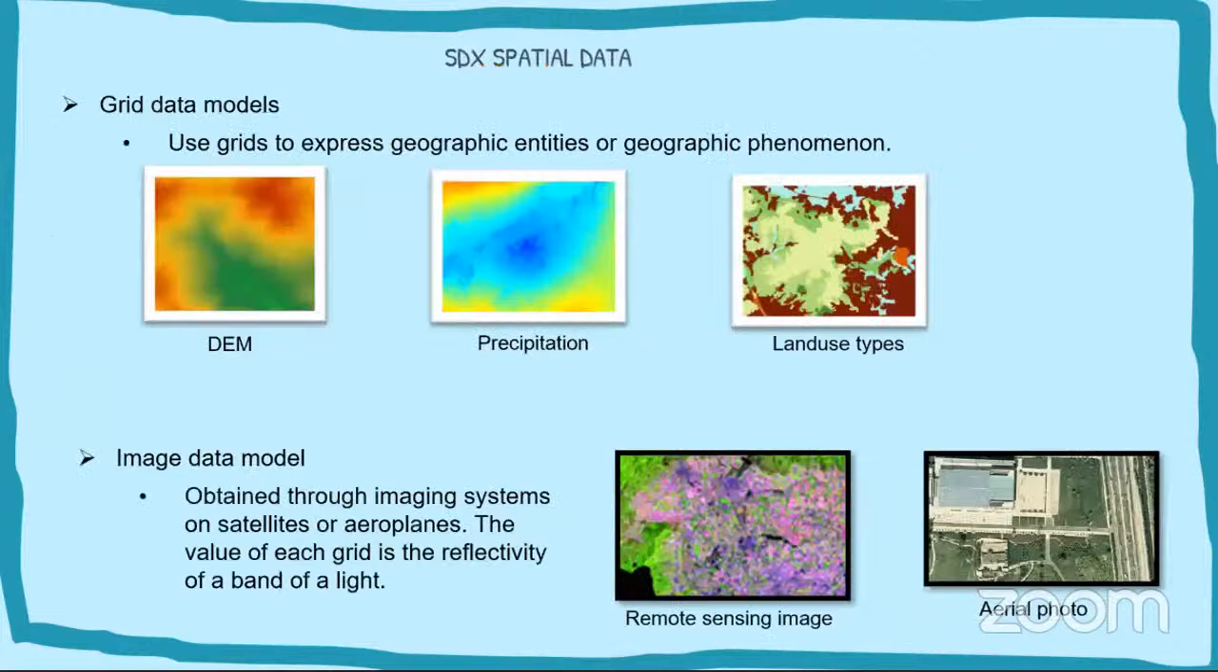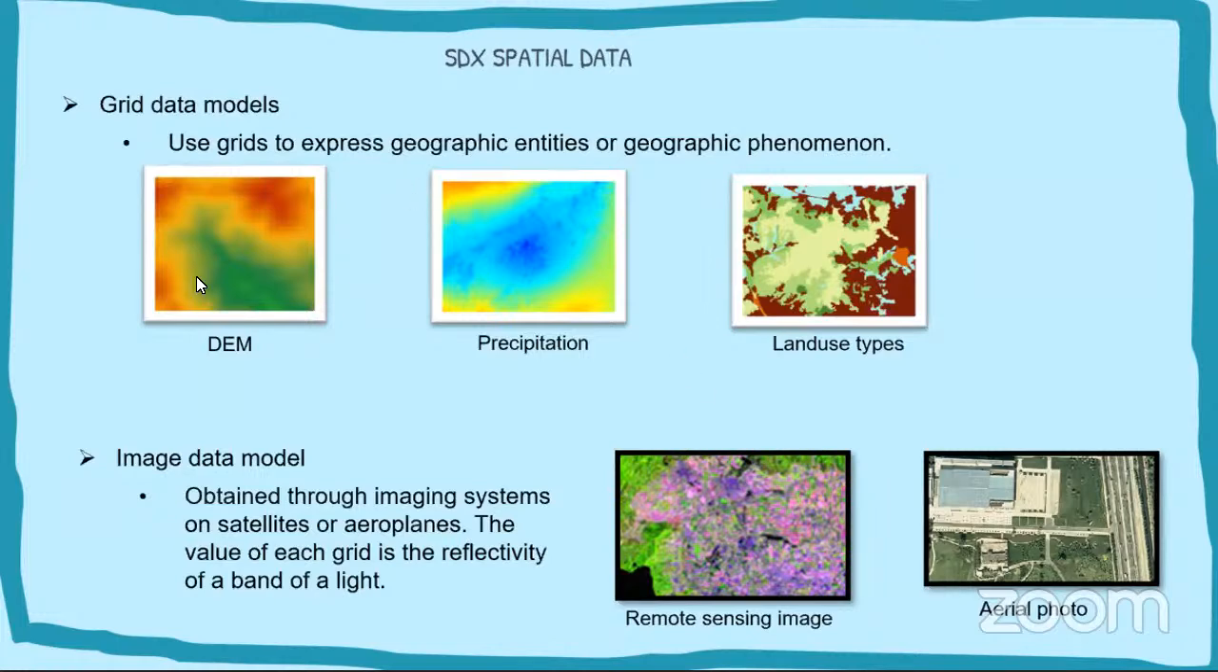So other than that, we also have grid data models and also image data models. Grid data models are used to express geographic phenomena, while the image data model is obtained by the imaging systems on the satellite or airplane, where we can obtain this image data basically through the satellite or aeroplane. The value of each grid is the reflectivity of a band of light.